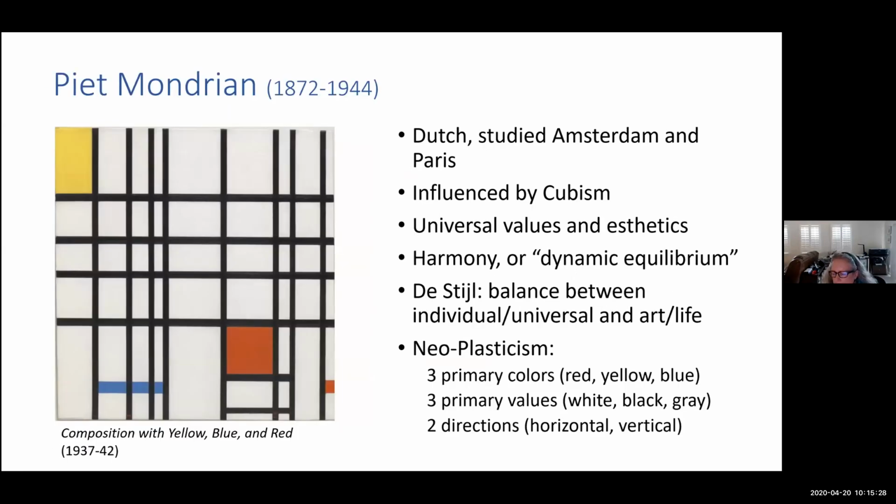And let's move on to Piet Mondrian, who is a Dutch painter, and he also was very theoretical. His influence was mainly Cubism, which, of course, I believe you've had lectures on. So that was Picasso and Braque in the early 1900s. And Mondrian studied in both Amsterdam and Paris, and so he would have been very familiar with Cubism. And he developed this theory. He was interested in universal values and aesthetics, and basically what is the theory of art.